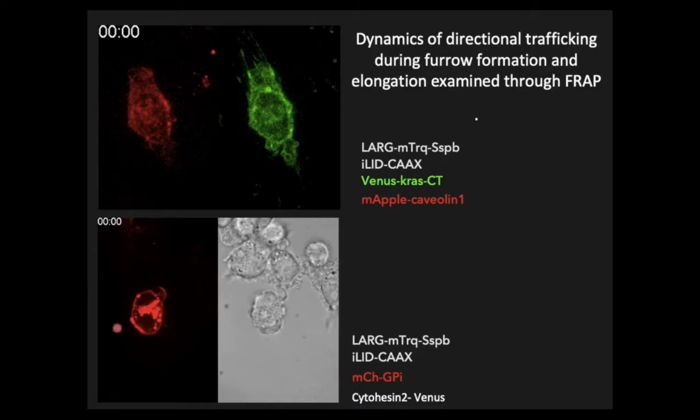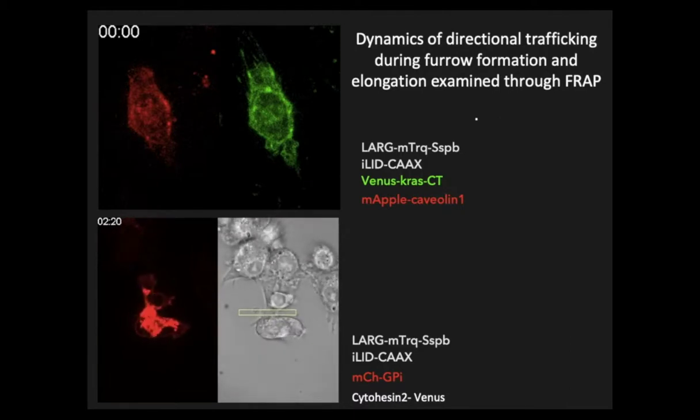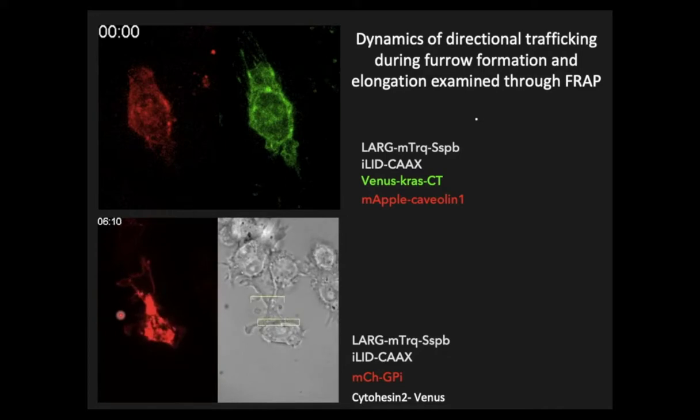In the second movie, we know that we are able to induce long intercellular bridges by overexpressing cytohesin 2. We use this, and we also use a membrane marker, GPI, to see internal vesicles. And after inducing furrow formation and forming a bridge, you will see I photobleach in the middle of the intercellular bridge.